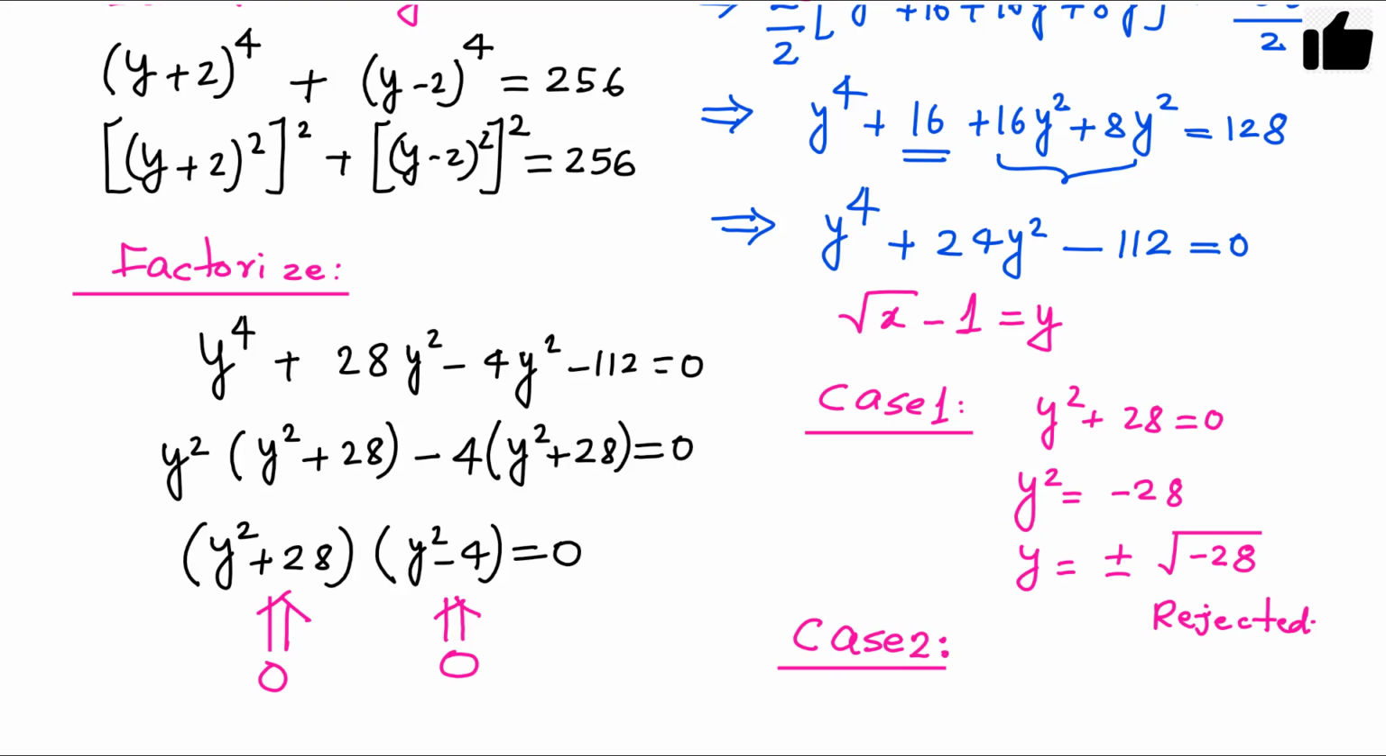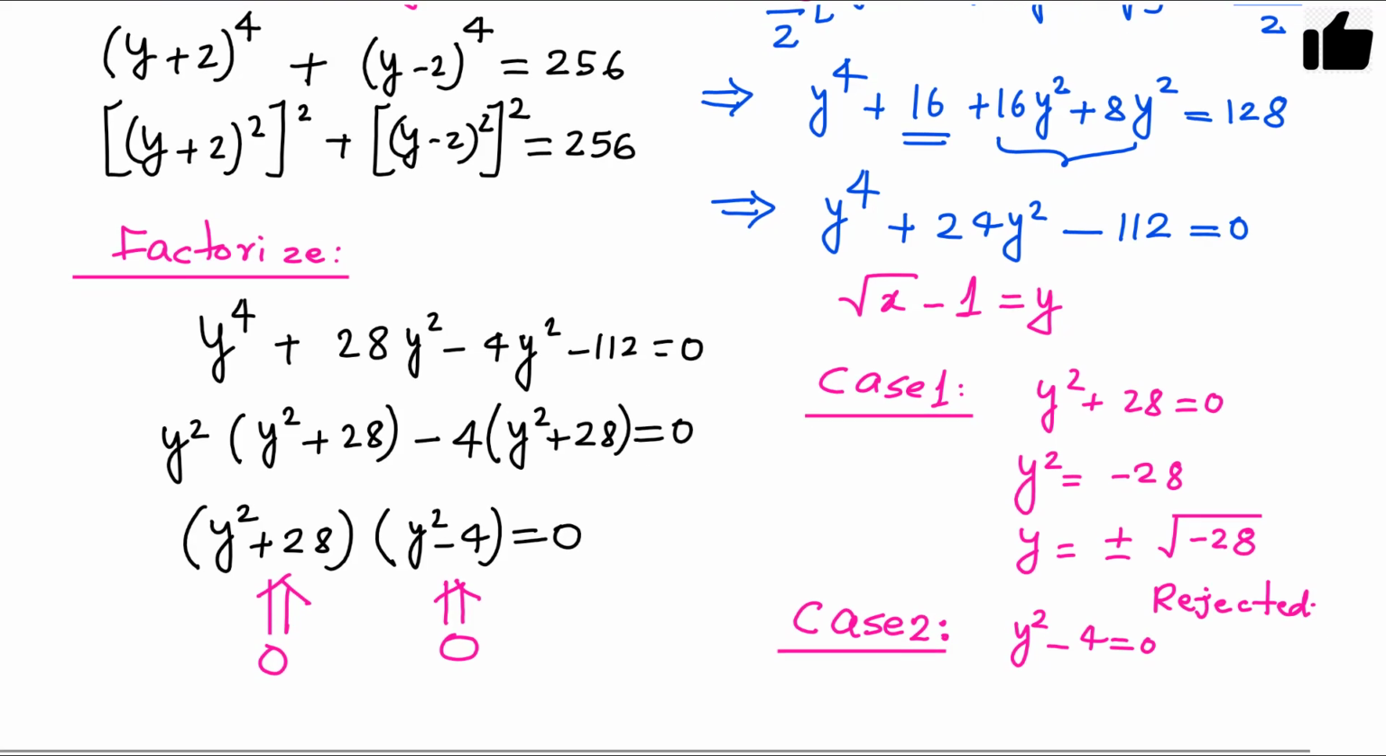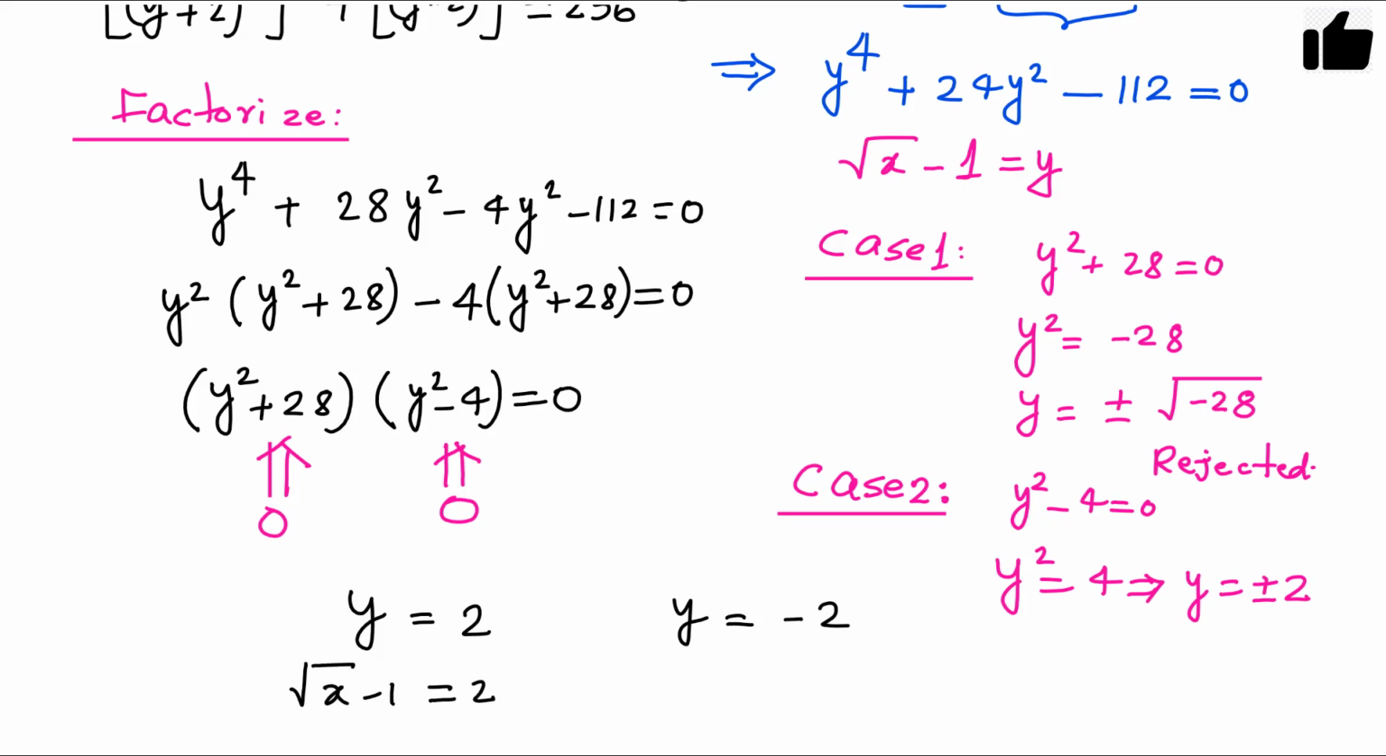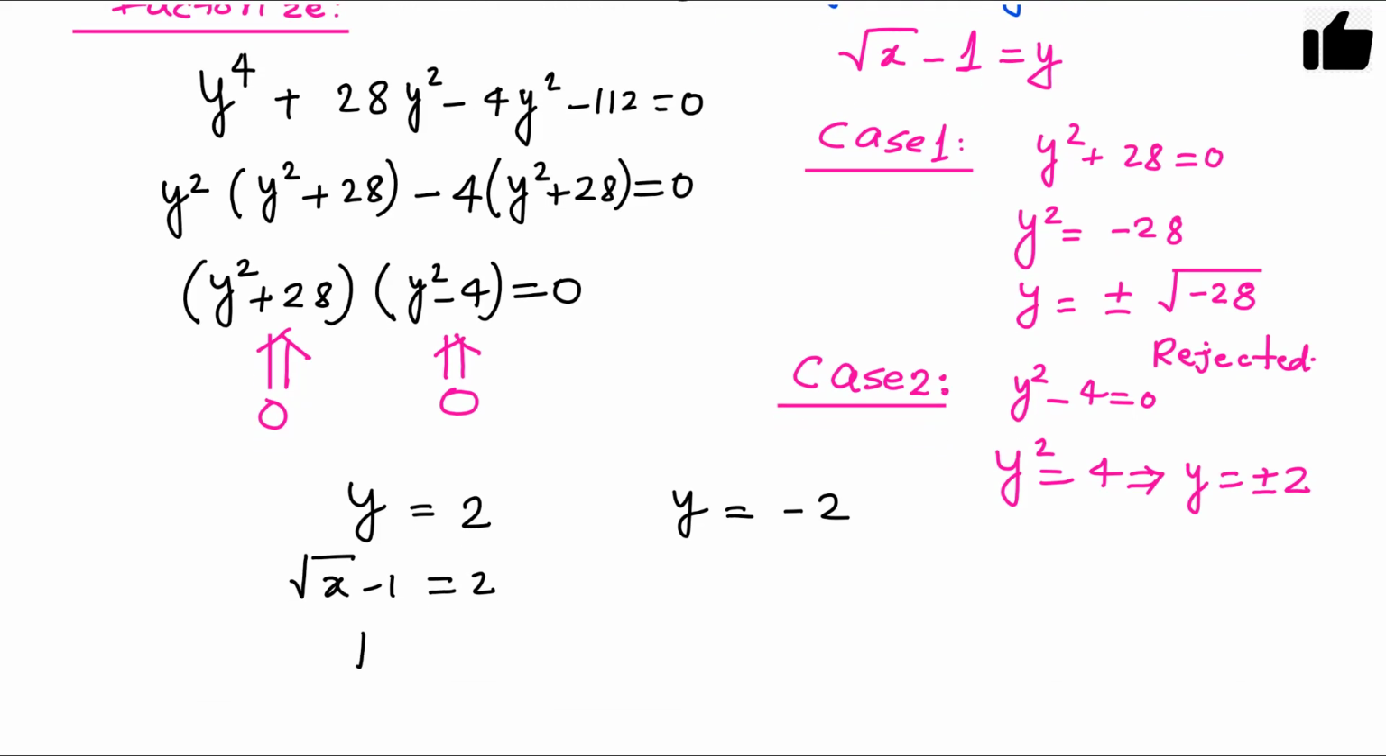So in this case, what we have? We have y^2 minus 4 equals 0. This means y^2 equals 4. This means y equals plus minus 2. So you can have y equals 2, or you can have y equals minus 2. But y and x are related. y equals root x minus 1 equals 2. This means root x equals 3. This means x equals 9.